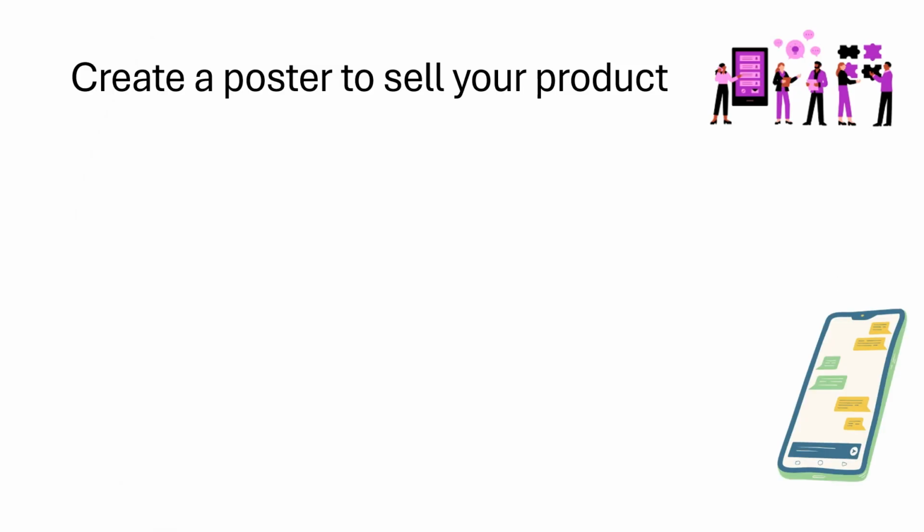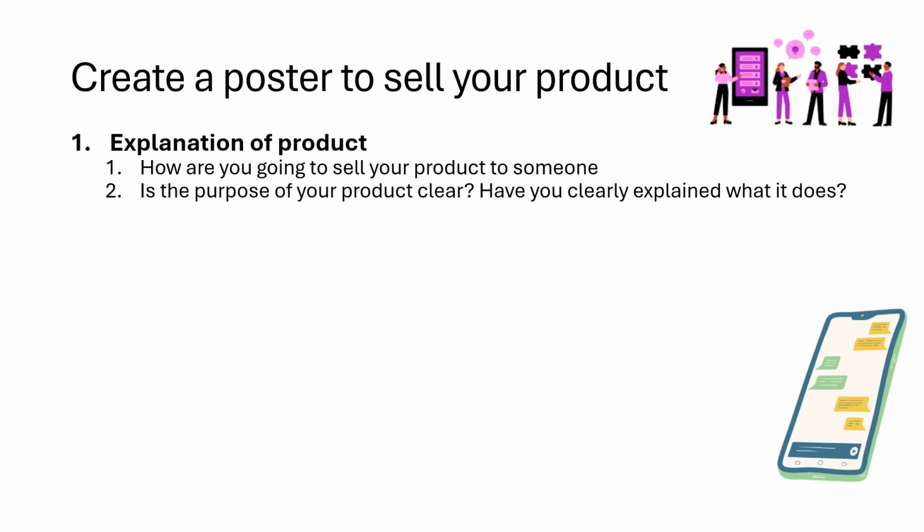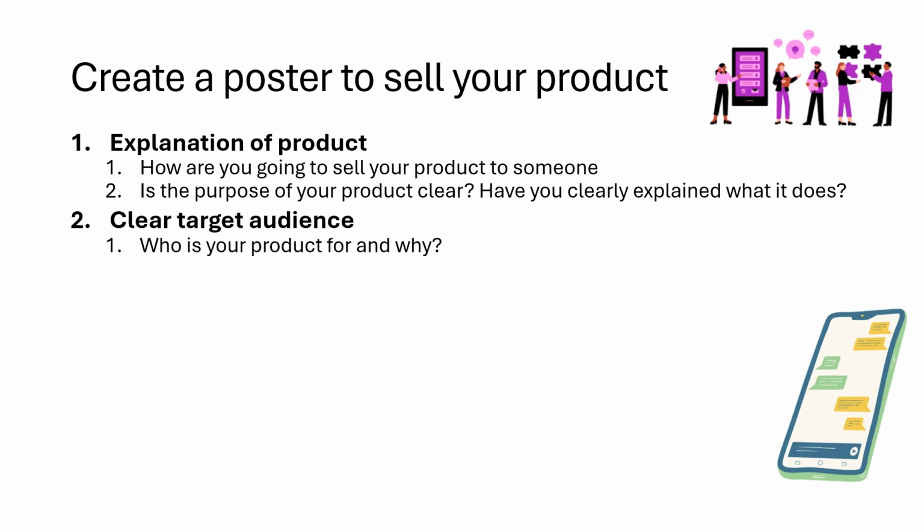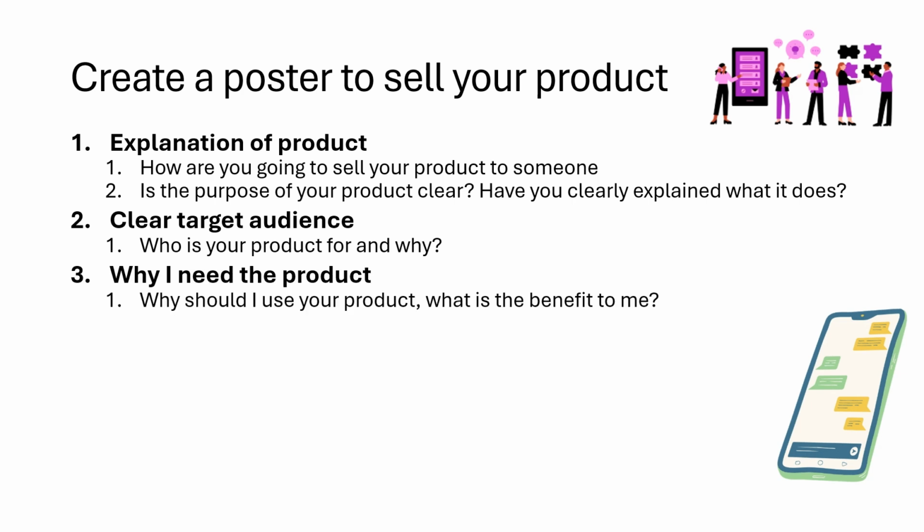So this final task is all around marketing. You want to make sure you explain your product well. How are you going to sell it to someone? What's the purpose of your product? Does someone know that this is specifically for heart health, diabetes, or mental health? Is the target audience clear? Who is it for and why? And why should they use your product? What is the benefit for them?